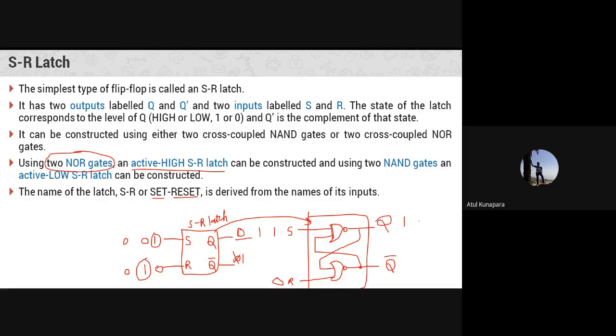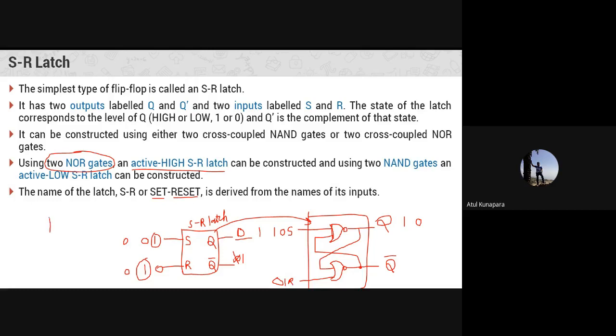Right? And it will make your Q equal to 0 if you are giving S equal to 0 and R equal to 1. That means the given input at either set input or reset input, in the active high manner, that is logic 1, will be considered when it is making the change in the output side. That is called active high latch. But instead of these two NOR gates, if you have used two NAND gates, let me draw that also here so it will make it more clear.